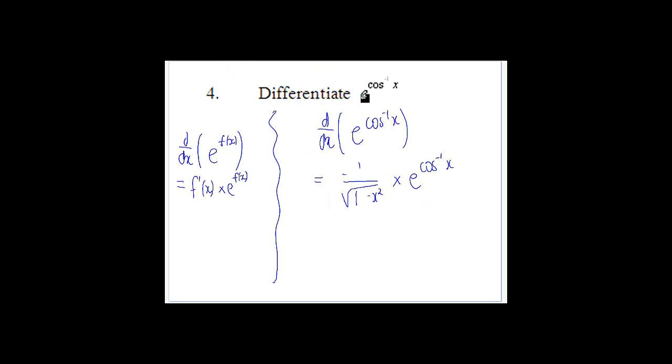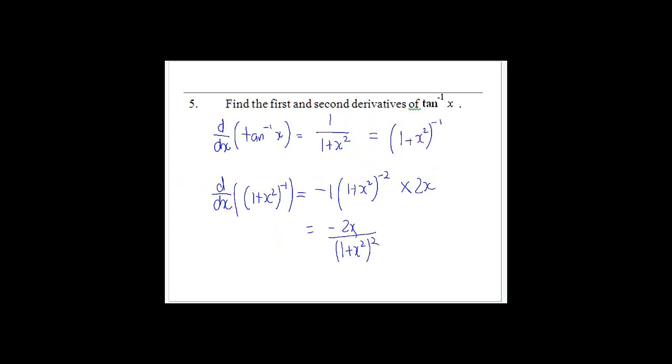Question 4, again, e to the power of inverse cos of x. While deriving an exponential function, we're going to have the exponential function times the derivative of the function itself. So we're using the rule there: e to the function of x, derivative of the function times e to the function. So 1 over the square root of 1 minus x squared times e to the inverse cos of x. And that's all. That's as simplified as we can write it.